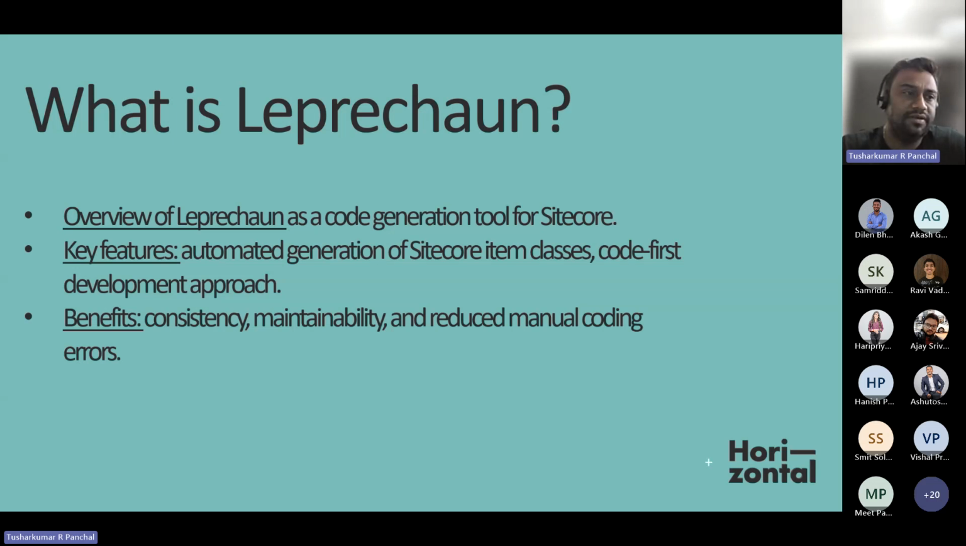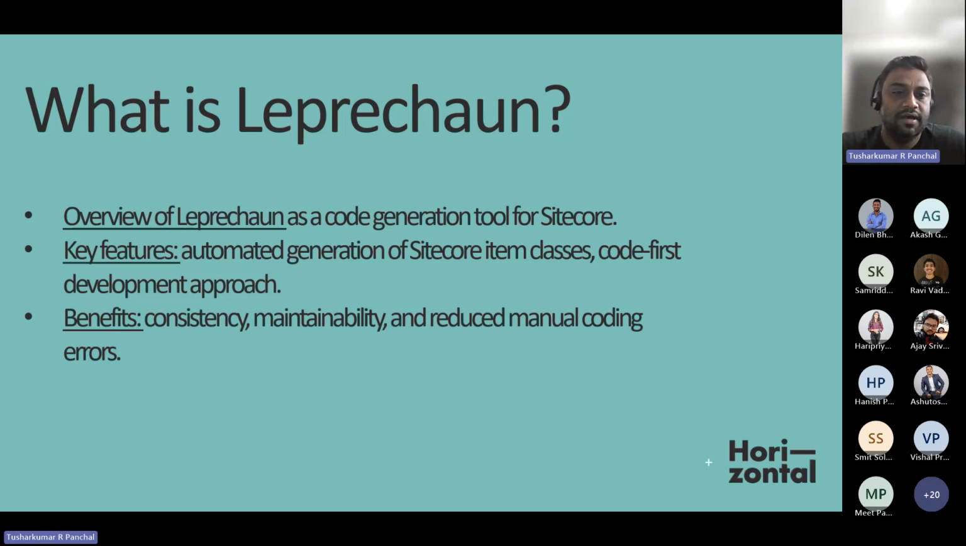In previous scenarios, we had Glass Mapper, which we could utilize for that, and we could also generate classes manually. Those are the traditional ways, but with the help of Leprechaun, those processes are now automated. It will generate those classes automatically with the help of a simple command, which we will show in the coming slides.